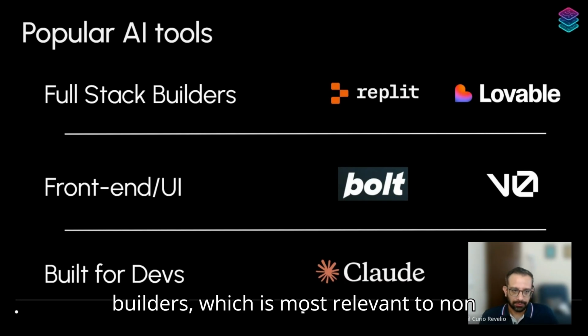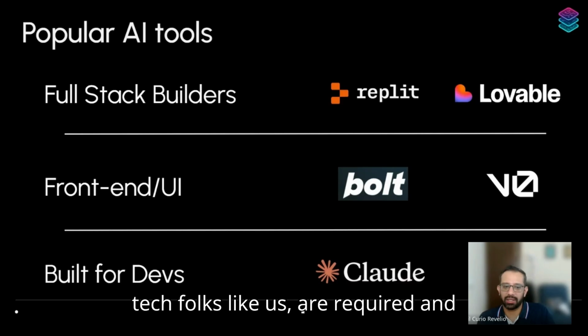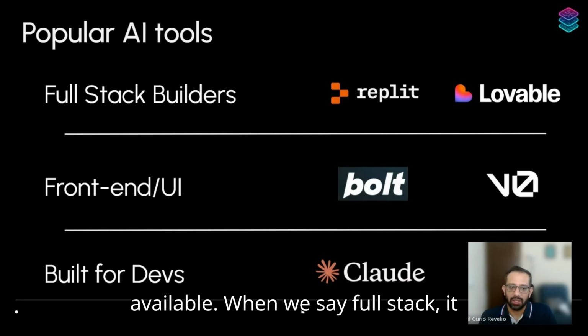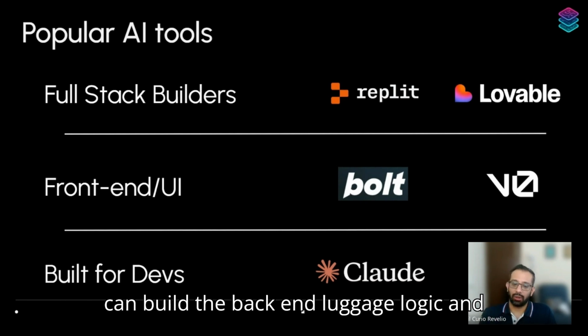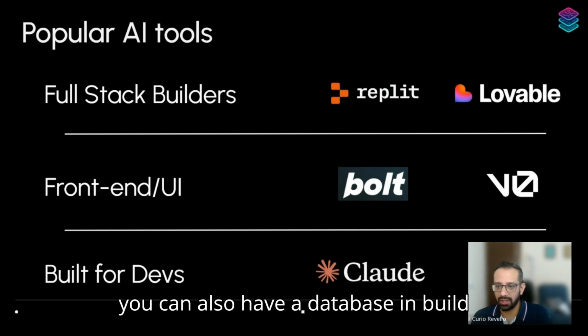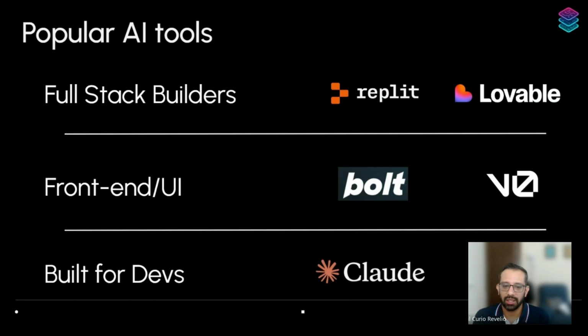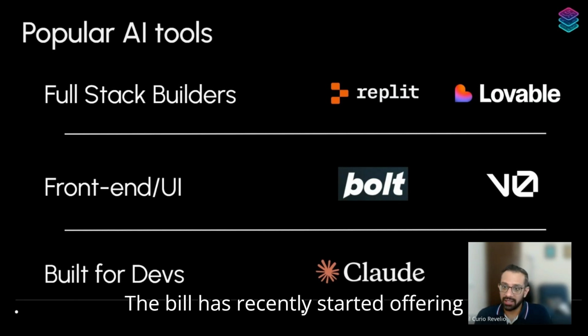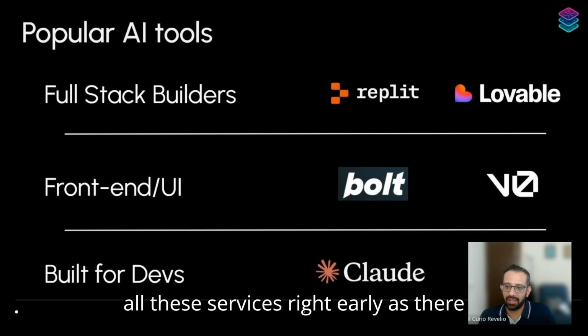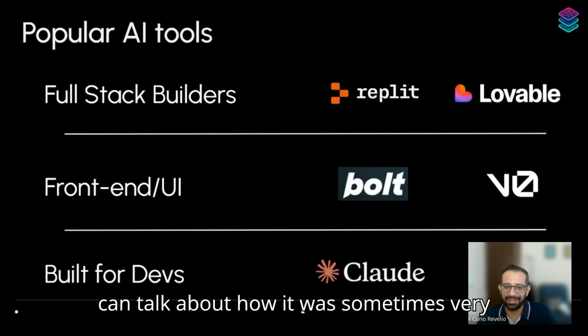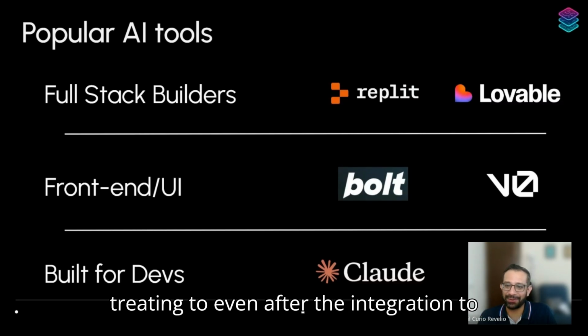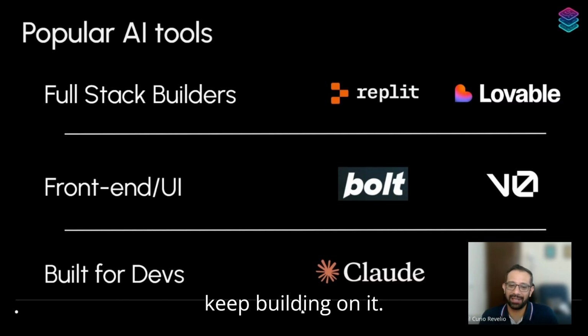Coming to full stack builders, which is most relevant to non-tech folks like us, Replit and Lovable. When we say full stack, it means you can build the front end, you can build the backend logic, and you can also have a database built into the same tool, right? Lovable has recently started offering all these services. Earlier, there was an integration with Supabase, and Mir can talk about how it was sometimes very irritating, even after the integration, to keep building on it.